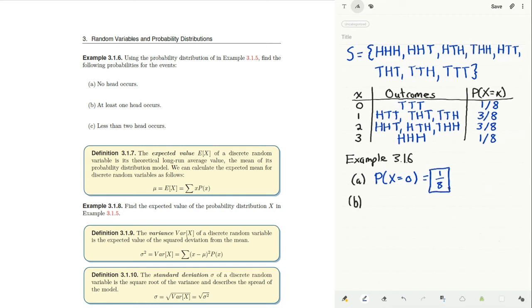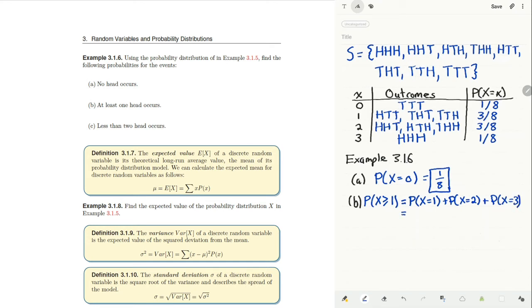So now what is the probability that at least one head occurs? So here we're looking for the probability that X is greater than or equal to 1. So at least 1 means it could be 1 or greater. And to find this probability, we take the probability that X is equal to 1 plus the probability that X is equal to 2 plus the probability that X equals 3.